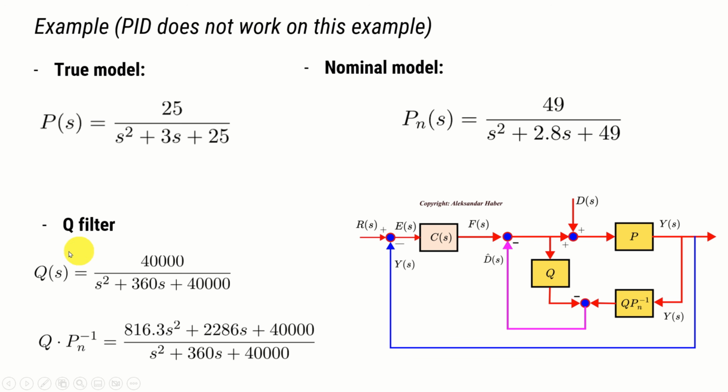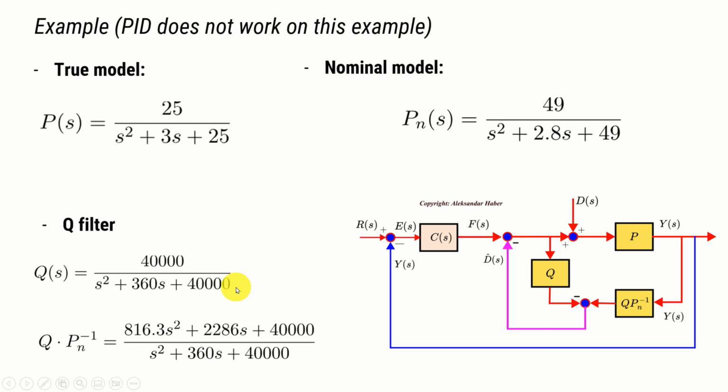Next, we selected the Q filter that looks like this. To select this Q filter, we took into account two requirements. The first requirement is that the limit value of Q of j omega when omega goes to 0 should be equal to 1. And that's precisely the case over here, and you can convince yourself by substituting s by j omega and taking the limit value when omega goes to 0.